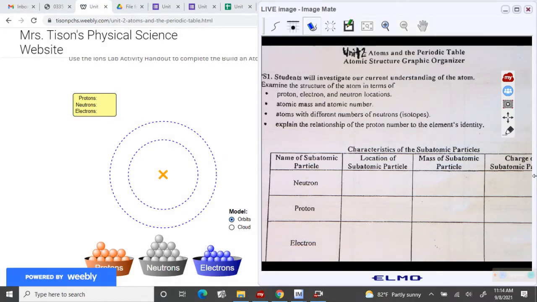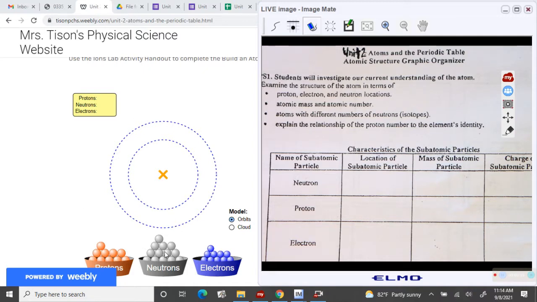We'll start with learning about atoms in the periodic table. And to do that, the first thing we need to do is learn about the atoms. We need to learn about the parts of the atom, where they're located, and what their charge is, and how we can figure that out if we don't know one of the three.